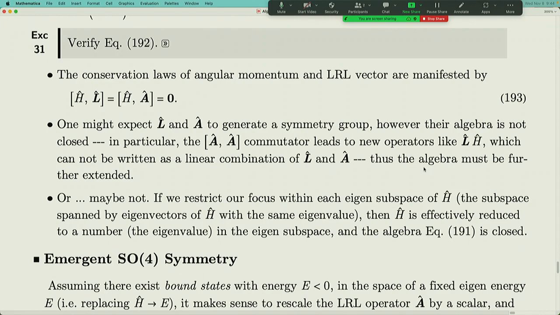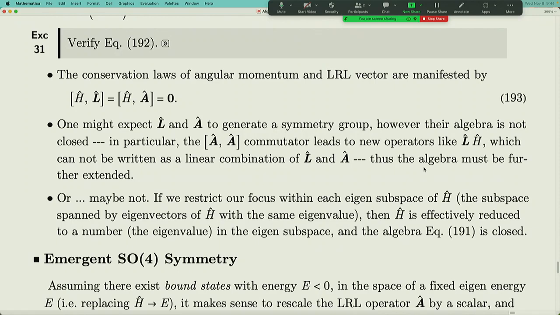Meaning that we only talk about those eigenstates of the same eigenvalue that form a subspace of H. In that subspace, H effectively reduces to a number, which is the eigenvalue of this Hamiltonian operator. So in that case, if every time we only consider one energy level and consider the degenerate states within that energy level, for that reduced problem, this H is only a number.